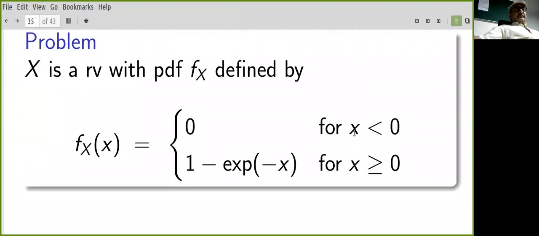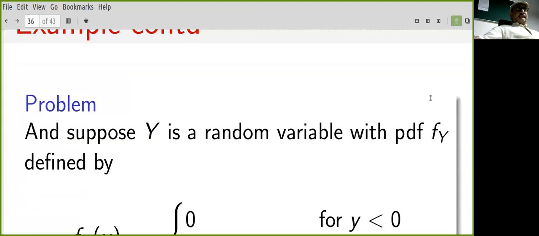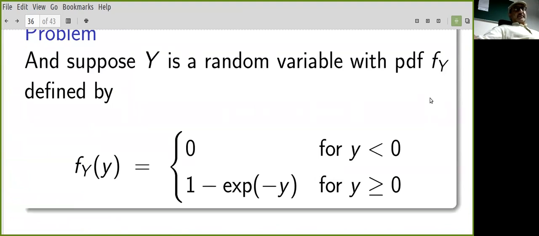Here's an example. X is a random variable with its PDF f sub x given by 0 for x less than 0, and 1 minus exponential of minus x for x greater than or equal to 0. Let's suppose y is a random variable with PDF f sub y, defined by f sub y of y is 0 for y less than 0, and 1 minus exponential of minus y for y greater than 0.